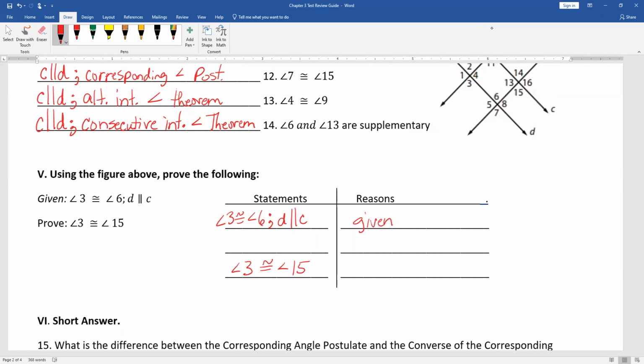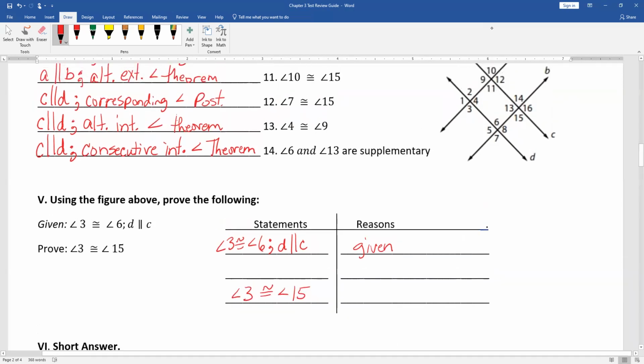Now, this is the part you got to get your brain around. This is the whole logic chapter we had, chapter 2. So you have to look at what you're given and figure out how you use that to get to your end statement, what you're proving. Now, they already give you angle 3 in your given, and they tell you that D and C are parallel. Now, in your proof, you also have angle 3, so we don't have to convert angle 3 to anything, but we do have to convert angle 6 to an angle 15.